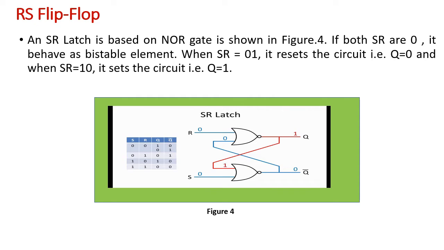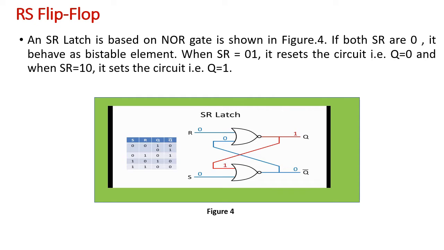So whenever we are applying 0 0 at this terminal, it will depend upon what the previous case was. Based on that, it will give the complement of the previous case. So if it was 0 and 1, it will give 1 and 0. If it is 1 and 0, it will give 0 and 1. Means it will switch to the complement of the previous output signal.